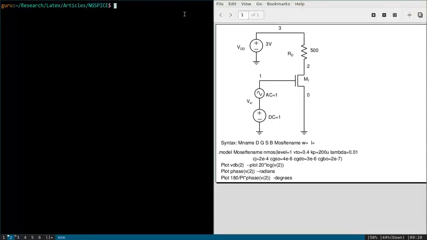Hi, this is the fourth video on Ngspice. Today we are going to plot the frequency response of a common source amplifier. The circuit is given here.